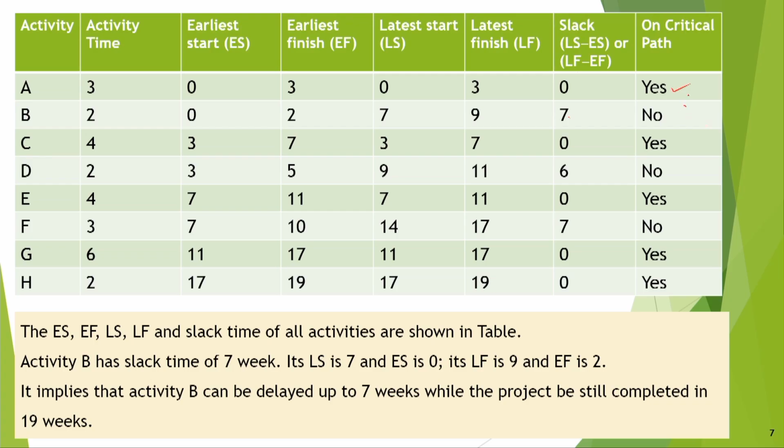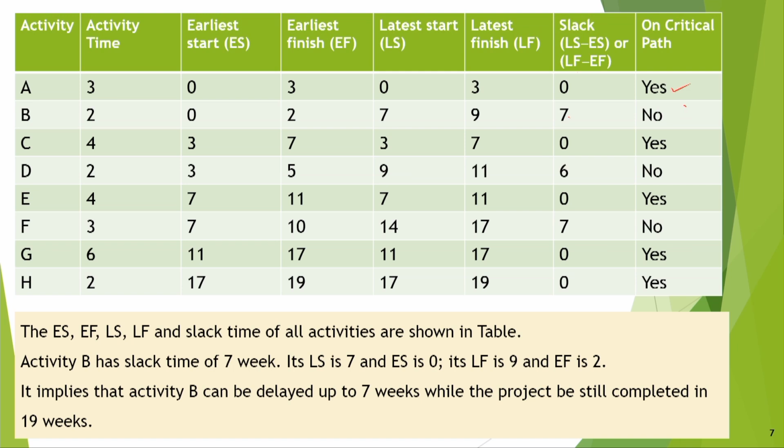So, we say that no. Okay. And then here activity C, its slack is 0, it is on the critical path. Activity D is 6, this is no. Activity E is yes, it is in the critical path, like that. So, the LS, EF, LS, LF and slack time of all activities are shown in the table.